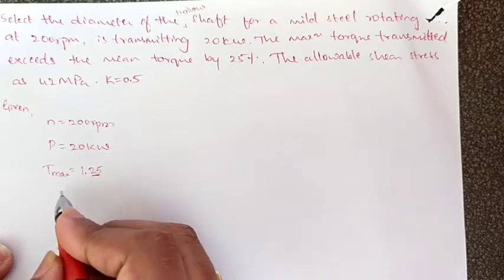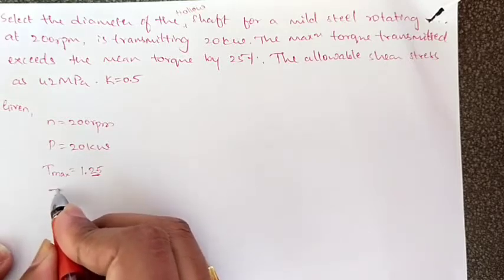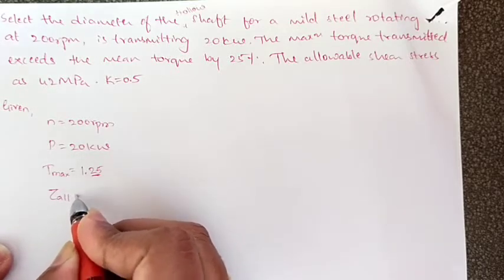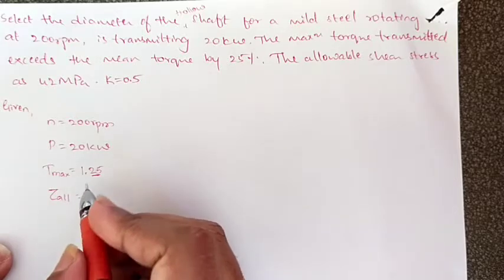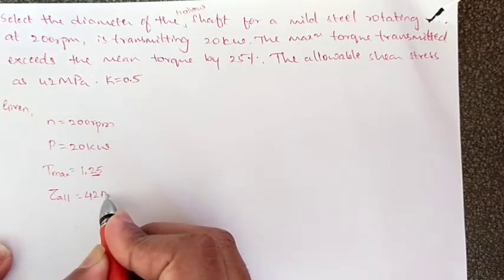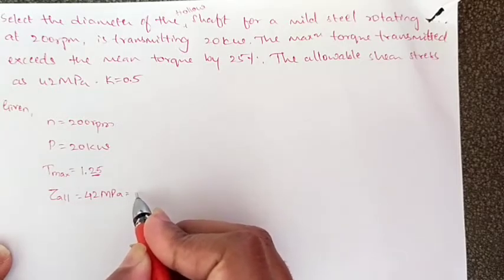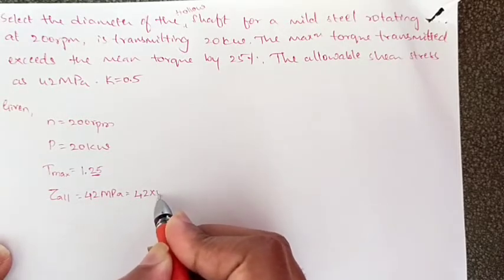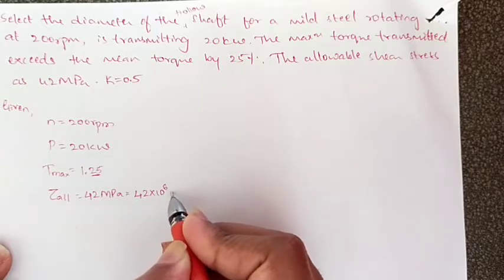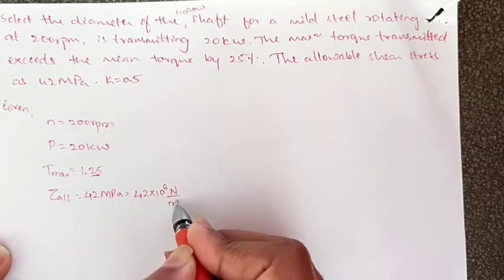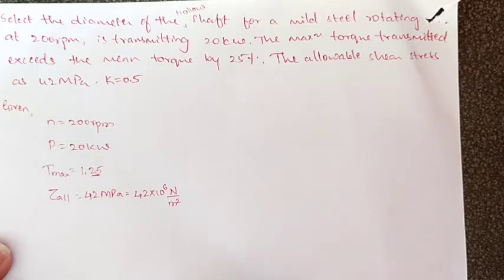What else is given? The allowable shear stress is equal to 42 megapascal. You convert this mega into pascal: 42 into mega means 10 raised to 6. Pascal is nothing but Newton per meter square. See, everything has to be in terms of Newton per meter square.